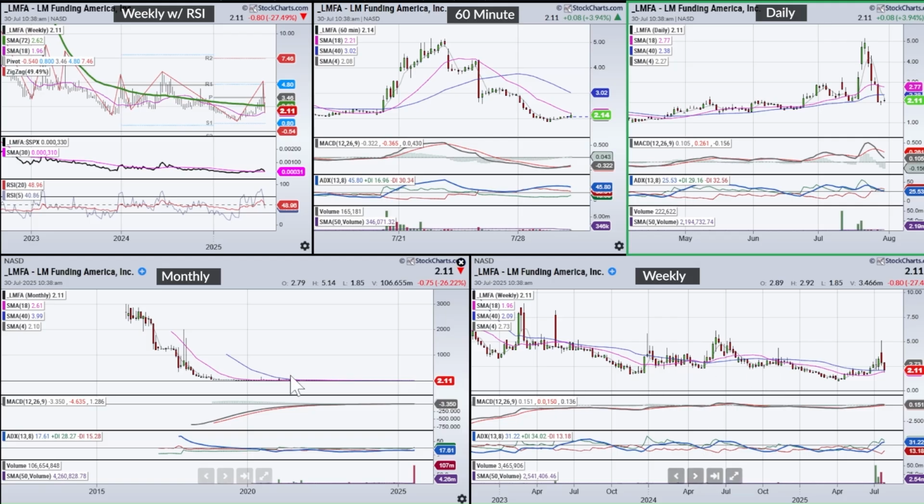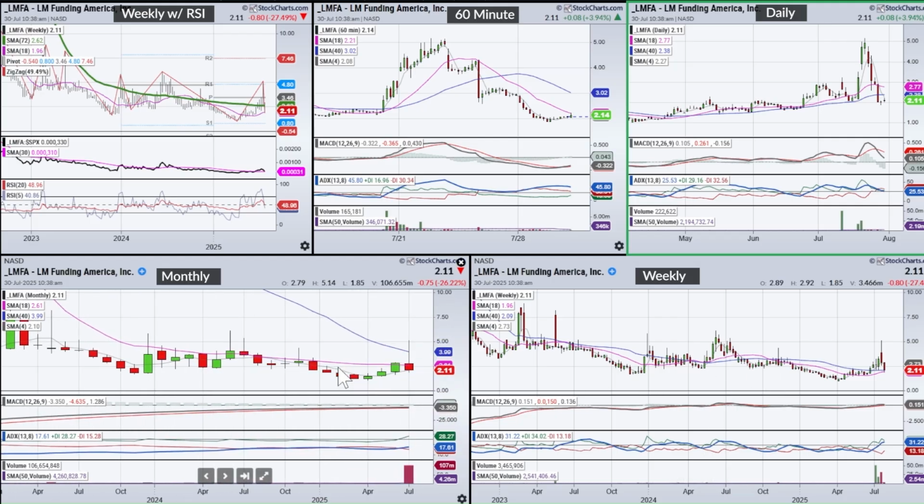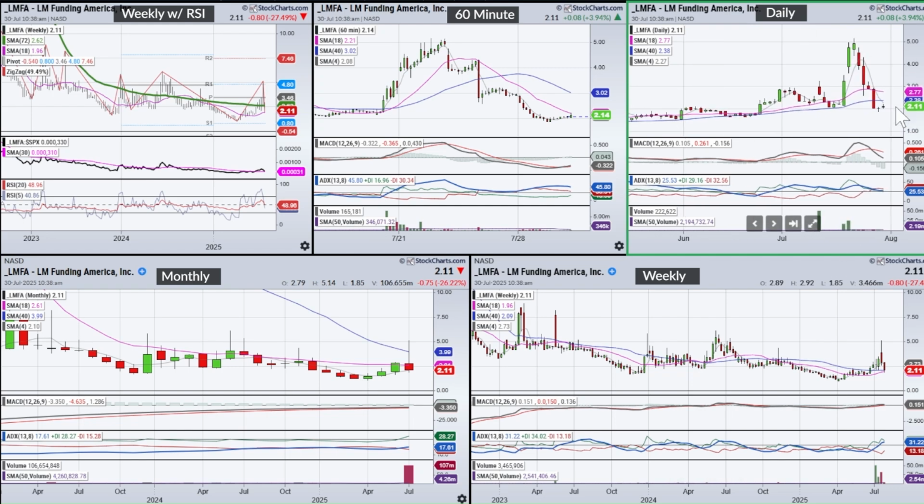LFMA, a little sloppy. I don't have a whole lot of history here. So yeah, we got a little move up. We failed at the 40, back down. Look at the volume pattern, a lot of resistance at 5, and that caused a really steep reversal. So I'm not a huge fan of the way this is playing out. I think there's just too much resistance up there. Probably need to see this get back above 3 before we'd have any interest in this at all.